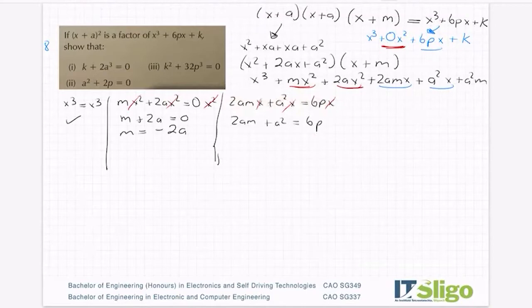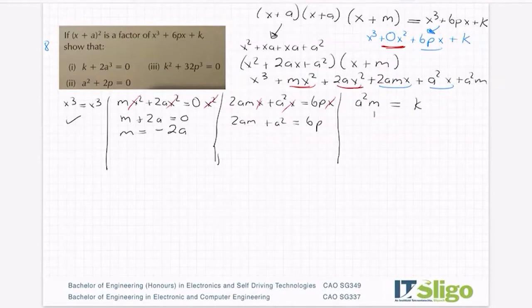Because people are literally just writing down what are called the coefficients, the number in front of x. So there's the 2am, then they'll write down the a², and then they'll write down the 6p. So they mightn't bother writing down that top line at all. Up to you, whatever way you want to do it. Okay, so I'm going to leave that for now, and I'll come back to it. And I'm going to do my last coefficient, which is a²m being equal to k.